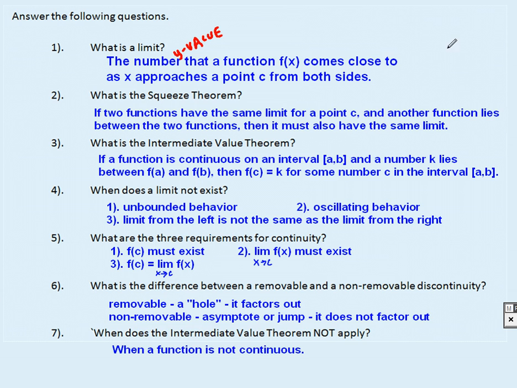So if you want a little picture just to help you, as you have a function going from both sides, approaching this point, say that's point C, this is what your limit would be. The limit is whatever you are approaching as you get close.